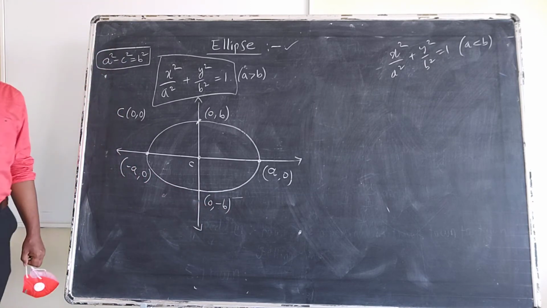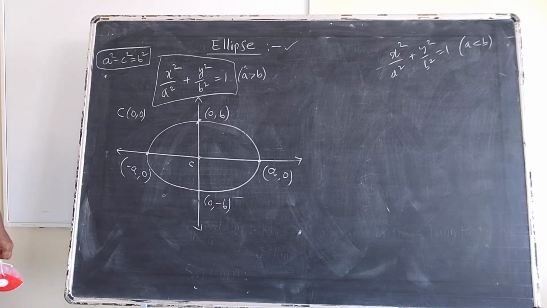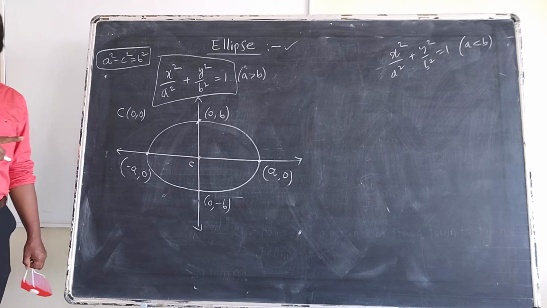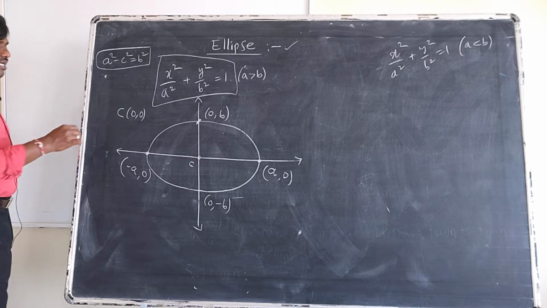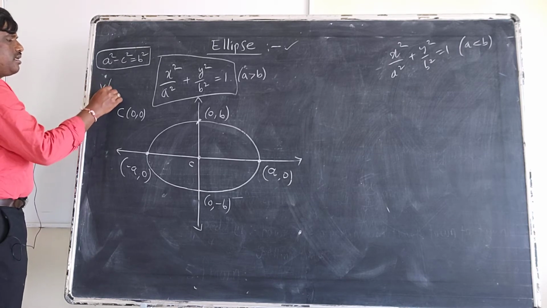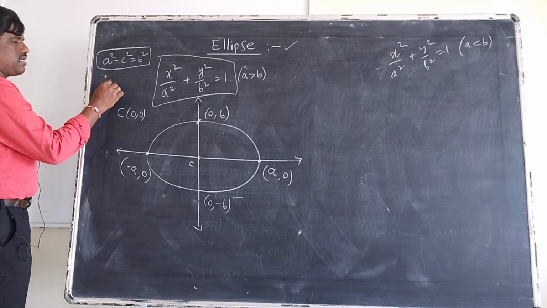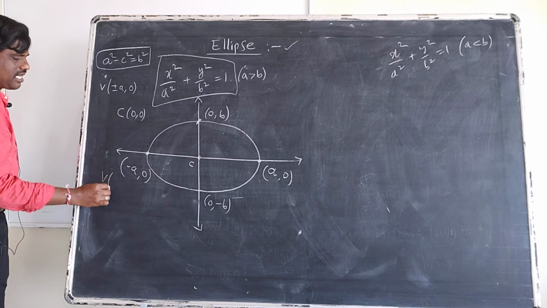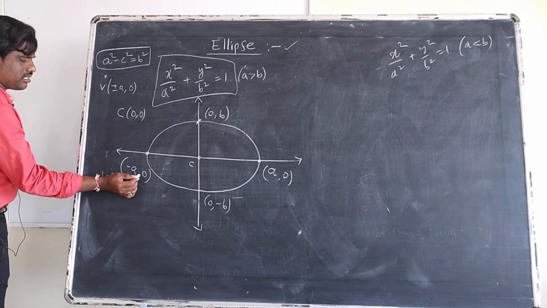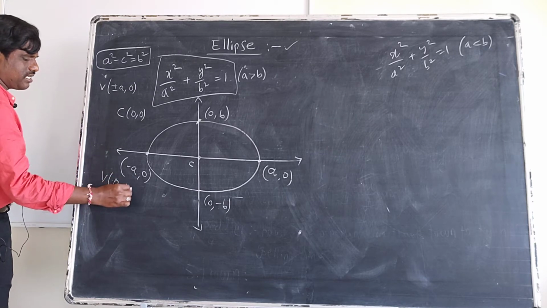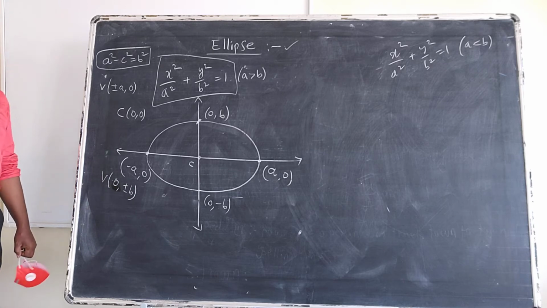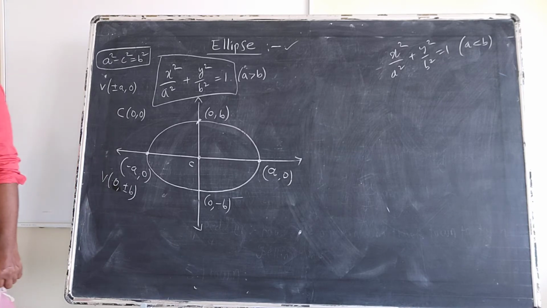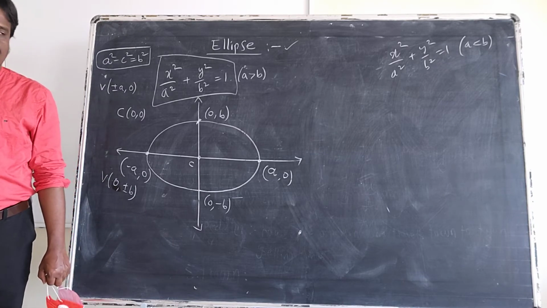Isn't that right? Are you getting it? Yeah. So these are the vertices of the ellipse. What are the vertices of the ellipse here? Tell me. Plus or minus a comma 0, and plus or minus 0 comma plus or minus b. These are the vertices of the ellipse. Center clear? Ellipse clear? Now focus.